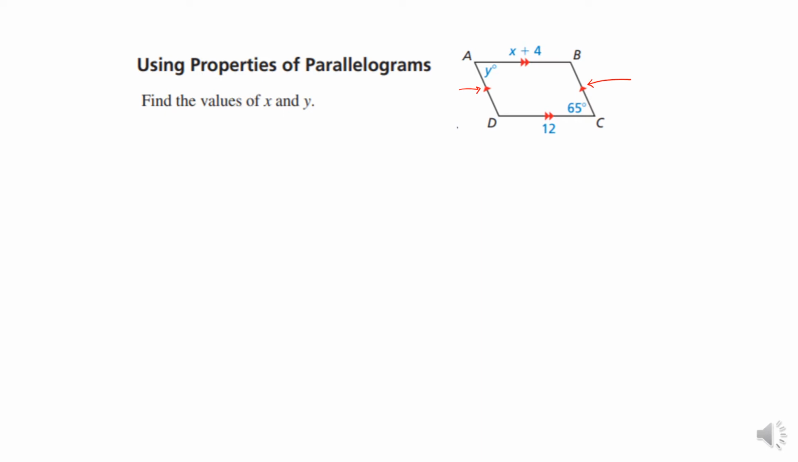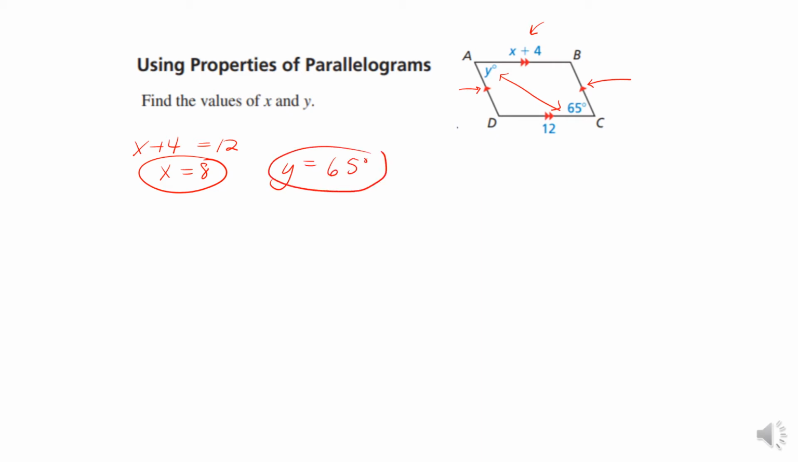I could solve for y or x first, but I'm going to solve for x first. So the opposite side theorem says that the opposite sides are congruent. So x plus 4 equals 12, x equals 8. There's 1. And then we know that this angle is equal to this angle. So y equals 65 degrees. So that was pretty easy. And that's by the parallelogram opposite angle theorem. Okay, opposite side theorem. And you don't want to just call these that. You want to call them the parallelogram opposite side or angle theorem.